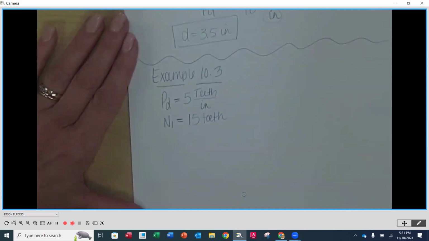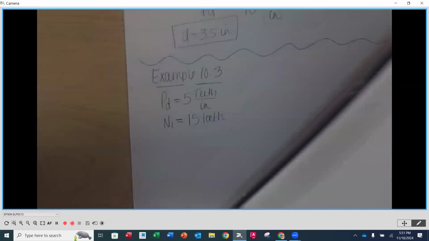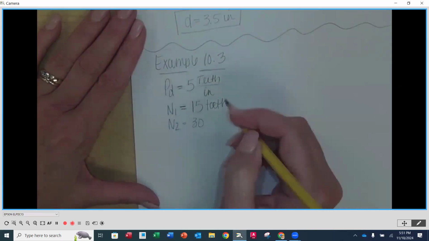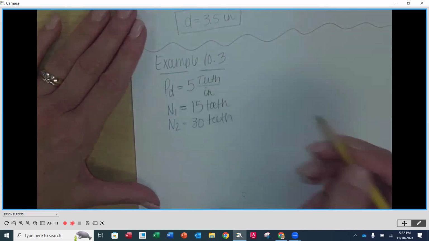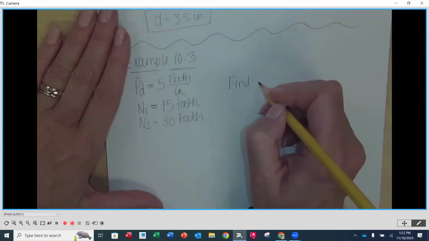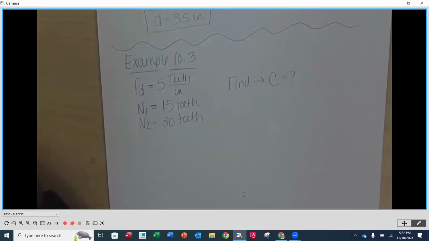15 teeth. Then as we look at our problem, the next one, it says that the gear has 30 teeth. So that one is going to be N2 is 30 teeth. And we want to find our center distance.